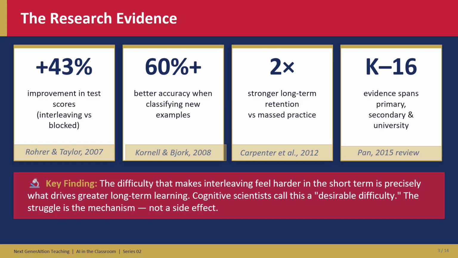Kornell and Bjork in 2008 said their interleaving study produced over 60% better accuracy when classifying new examples into learned categories on delayed tests, demonstrating stronger inductive learning. Carpenter and colleagues said long-term retention was more than twice as strong with interleaving compared to massed practice. And the evidence spans primary, secondary, and university settings. This is not a niche laboratory finding. It's one of the most replicated results in educational psychology.